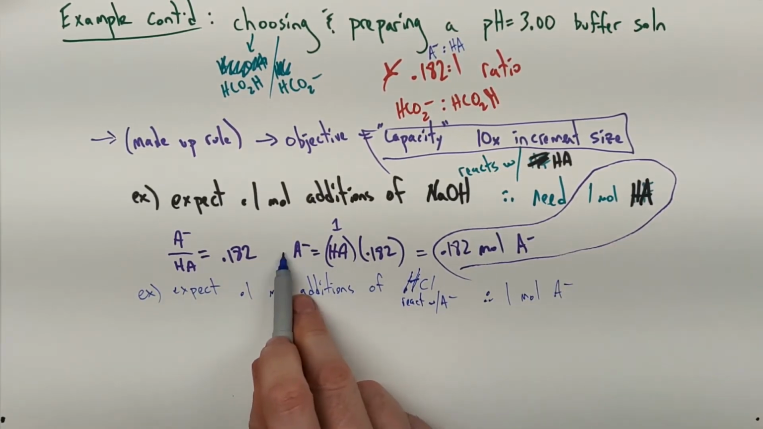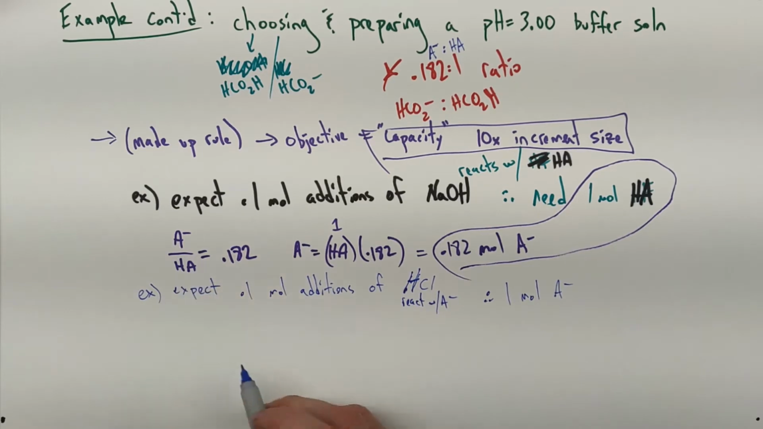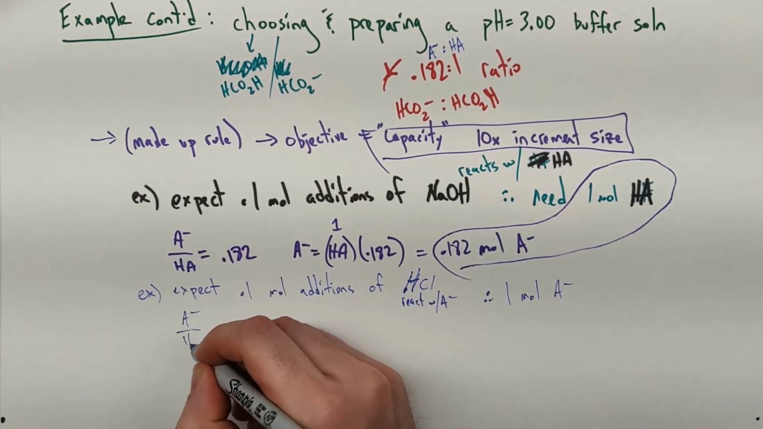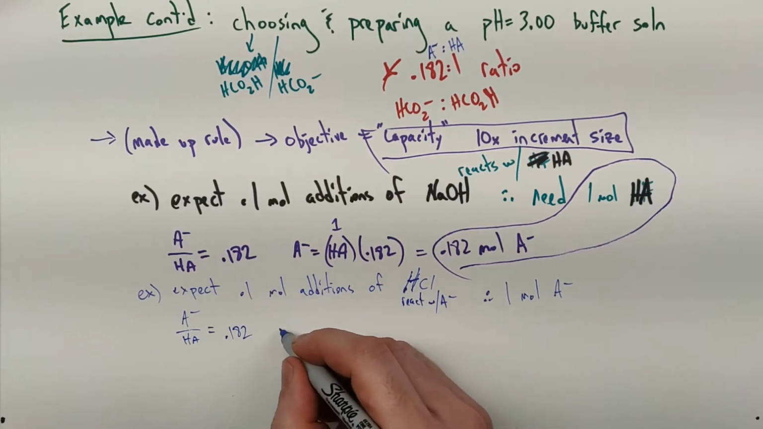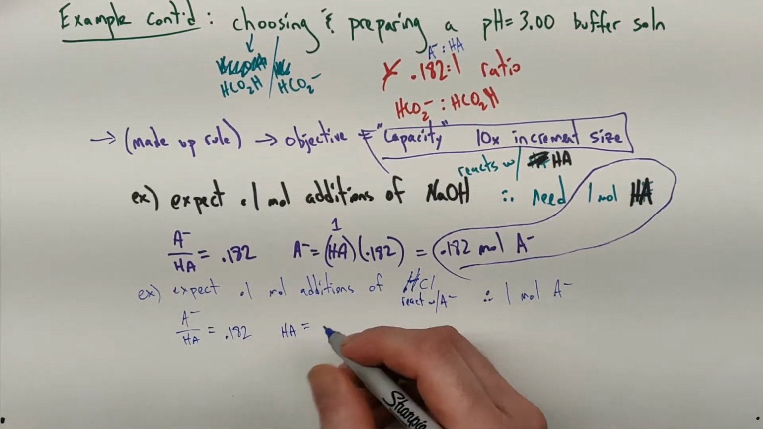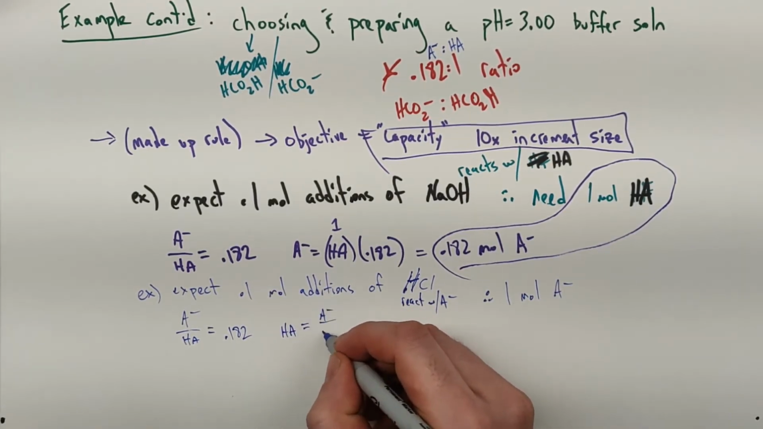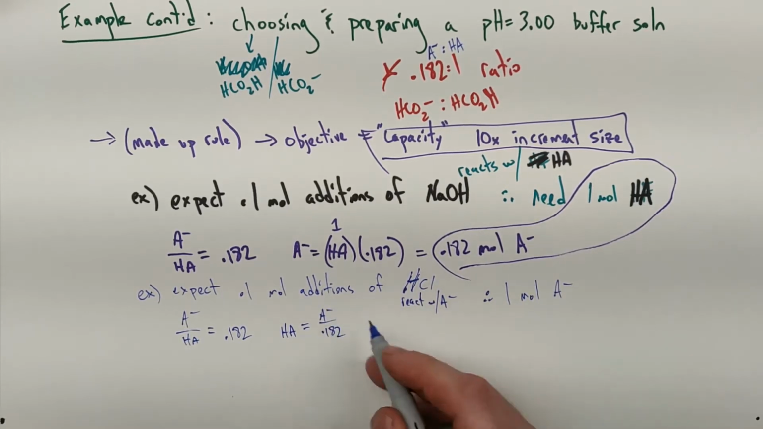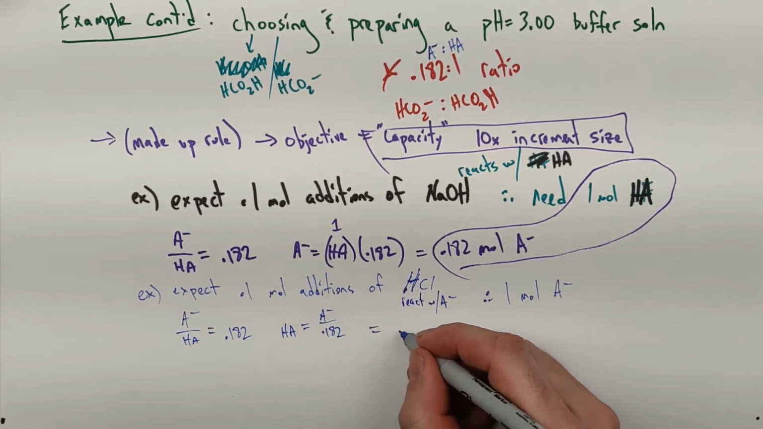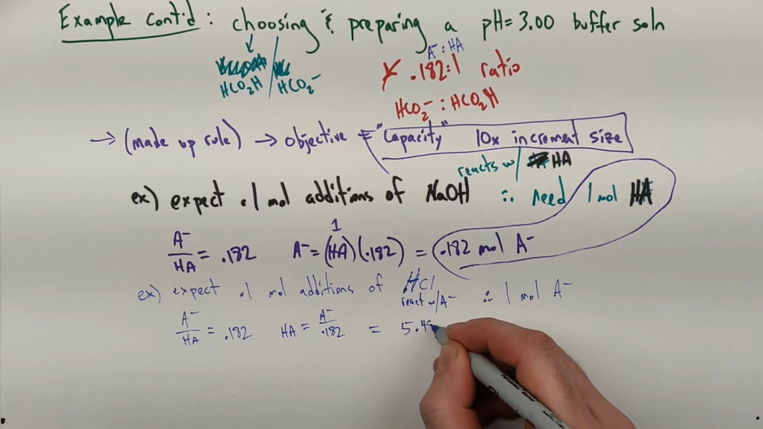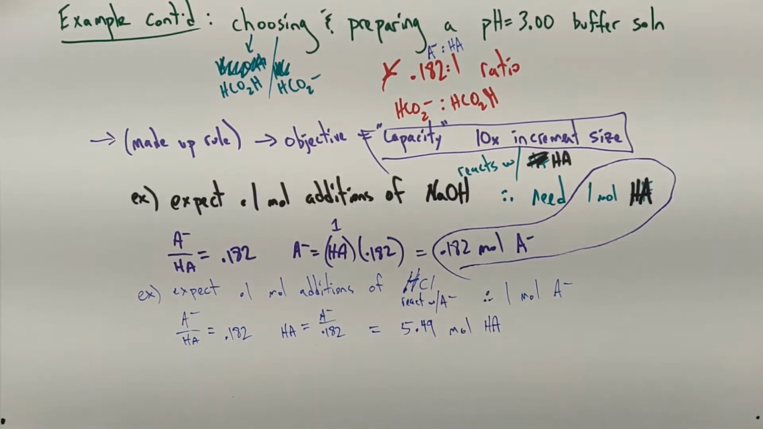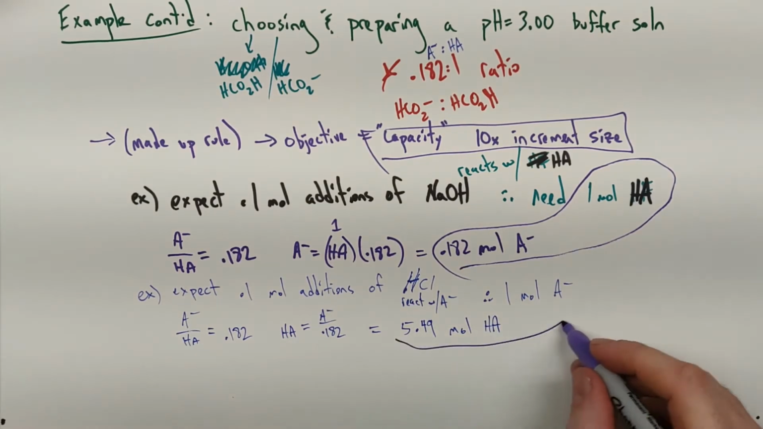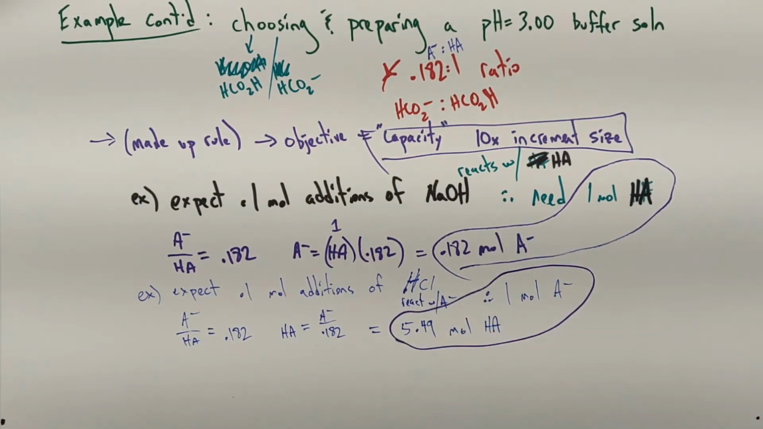When we look at this same math, we have A minus over HA as 0.182, and so our HA should be A minus over 0.182. And if we plug in that 1 in the top, it ends up 5.49 moles of HA. Alright, and those would be our molar amounts to achieve that ratio.